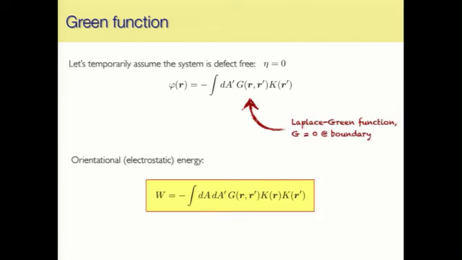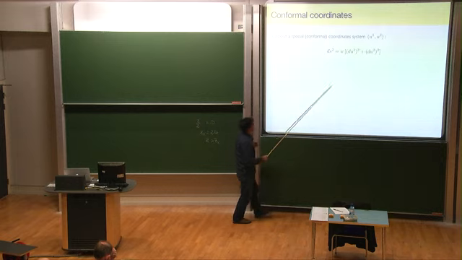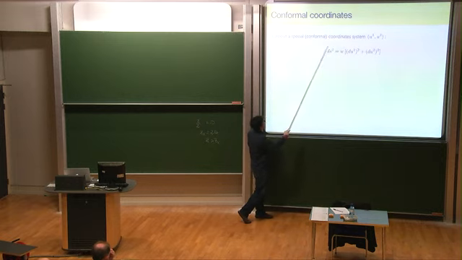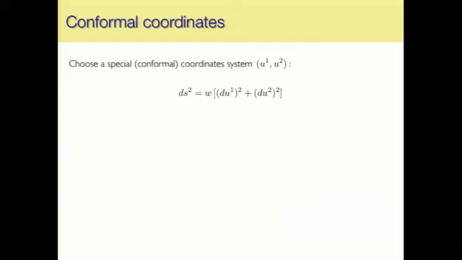All right. And the orientational energy now is really like the electrostatic energy. Think about K as an electric charge density. And this is just electrostatic energy. Next, and this is the real trick, we're going to switch coordinates and introduce a system of conformal coordinates, also called isothermal coordinates. Why is this important? This is like the key of this proof.